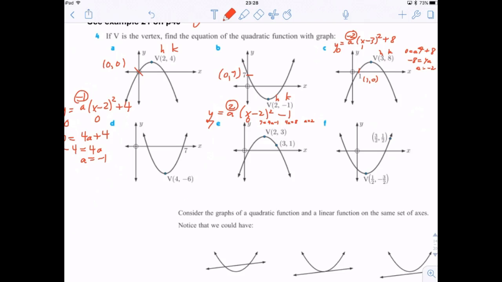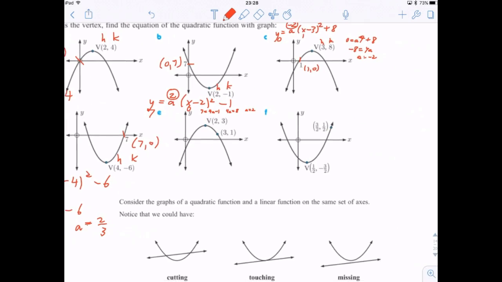Okay, so now we're going to look at D. We know that the h and k values are here, so we're going to say a times x minus 4 quantity squared minus 6. The a value we're going to find using the x-intercept 7, 0. So we're going to put 7 in for x, and we're going to put 0 in for y, and we'll have 0 equals a times 7 minus 4, which is 3, squared, which is 9, minus 6. So now we have 9a equals 6. So a is equal to 2/3. Put 2/3 here.